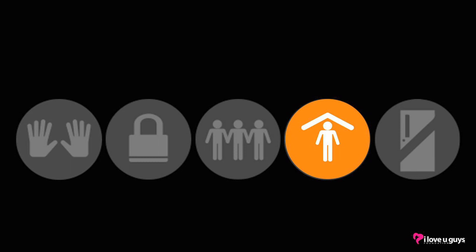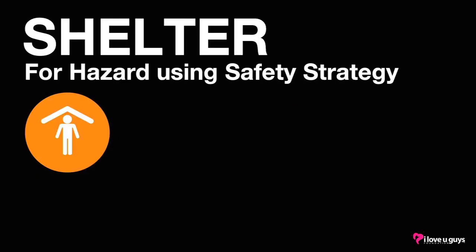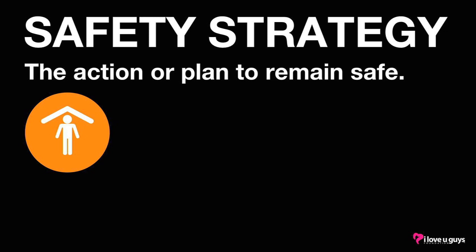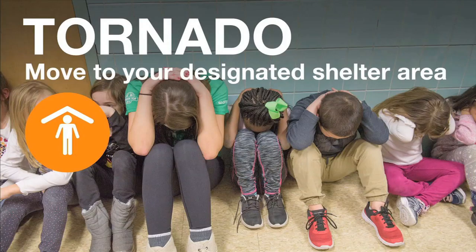Now, let's talk about shelter. We state the hazard and then the safety strategy. So what's the hazard? Something dangerous. It could be weather, like a tornado, or it might be something like a chemical spill nearby. Your safety strategy is what you do in response to a hazard. The announcement could include the hazard, for example, a tornado, and a safety strategy, move to your designated shelter area. For example, attention students and staff, we are under a tornado warning. At this time, move to your designated shelter area. And this would be repeated.